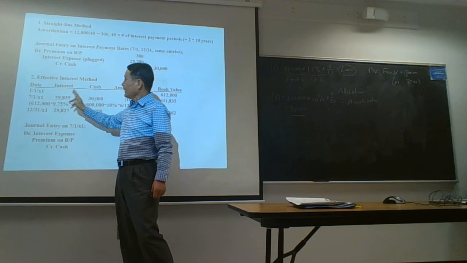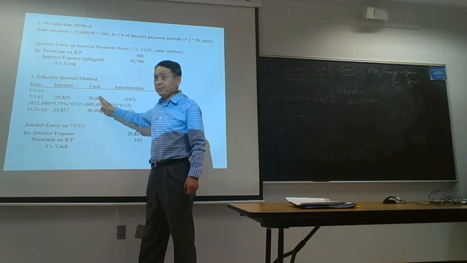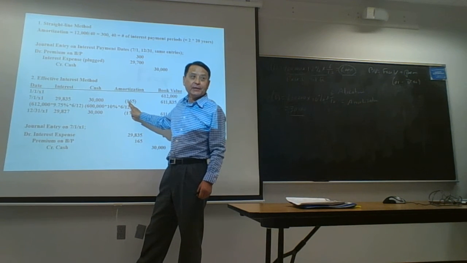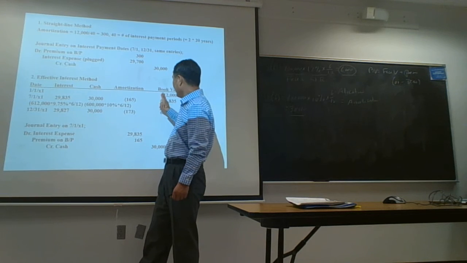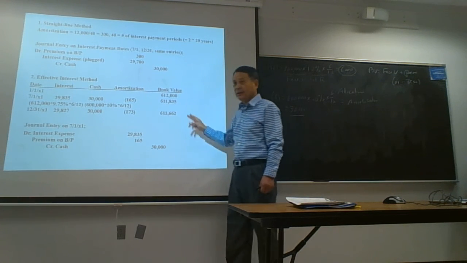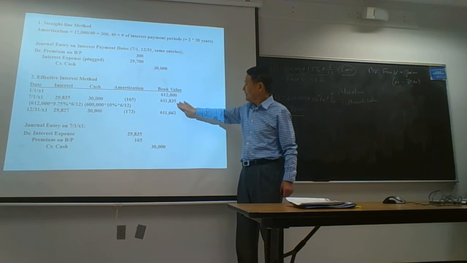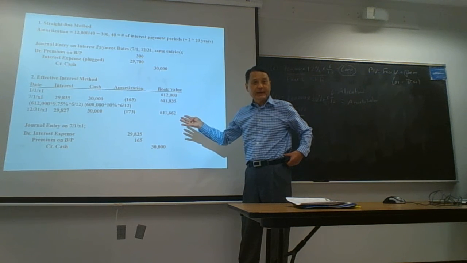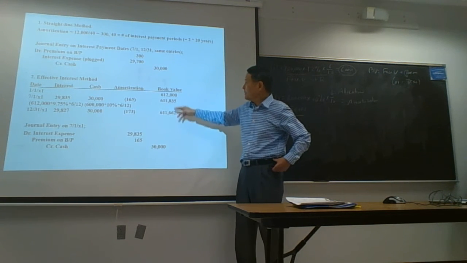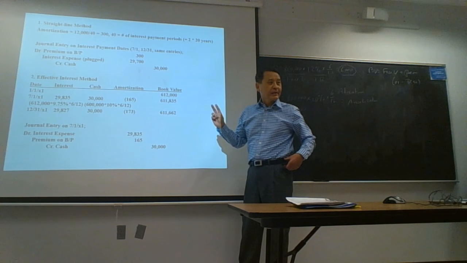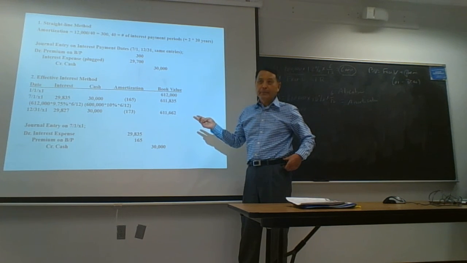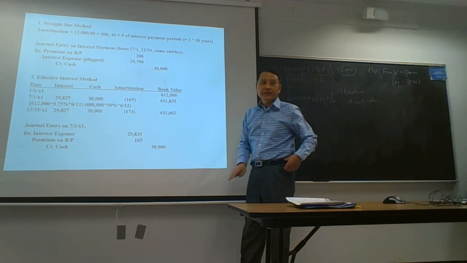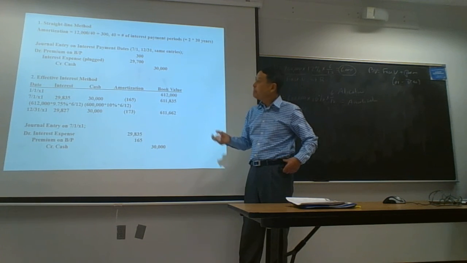Interest is less than the cash payment, so the difference is negative 165, and then add this up to compute the ending book value, 611,835. So book value is going down, keeps decreasing, and this book value will be 600,000 at maturity, from 630,000 all the way down to $600,000 at maturity.